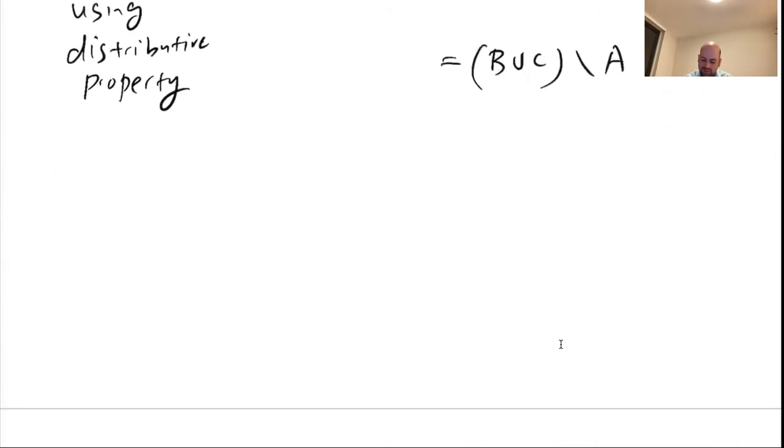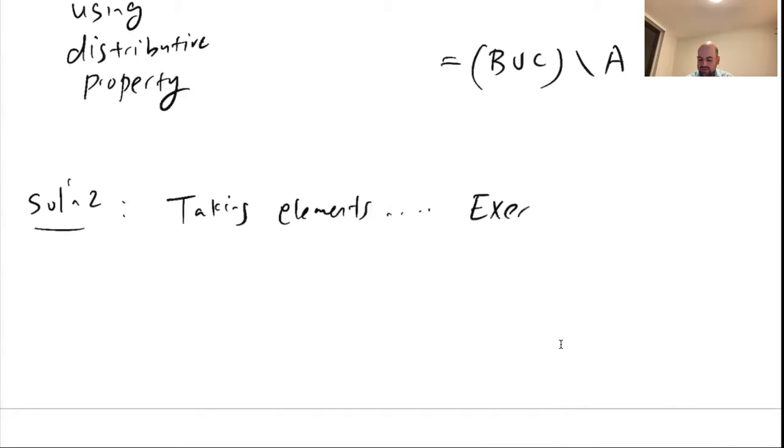Solution two, as I said, taking elements. What do I mean by taking elements? Take an element in the left-hand side, show that it has to be in the right-hand side. Then take an element in the right-hand side, show that it has to be in the left-hand side. So let me leave this one as an exercise, okay? All right, so these are the methods that you can use to prove identities in set theory.